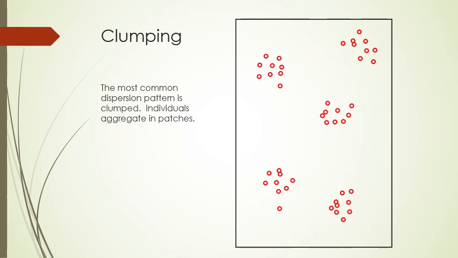Clumping is probably the most common dispersion pattern. You're going to see a lot of organisms in one space, and then a big open area, a lot of organisms in another space. Humans tend to clump. Where do we clump? Cities, right? Basically, you have a whole bunch of people who can interbreed with each other hanging out in one spot.